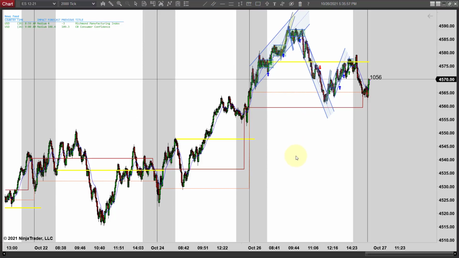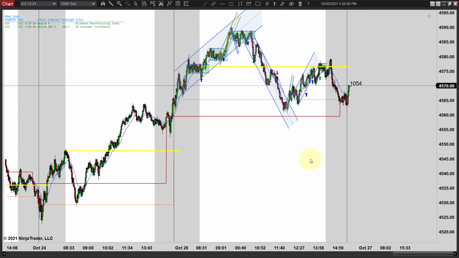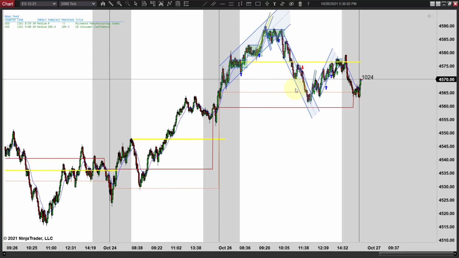Okay, I had a little interruption there. I had to take that one, but yeah, you can see there was a gap. We came back and not only tested the open, but we filled that gap, which would have been the high here, and that would allow us to continue higher, but we really didn't. We just kind of continued sideways.